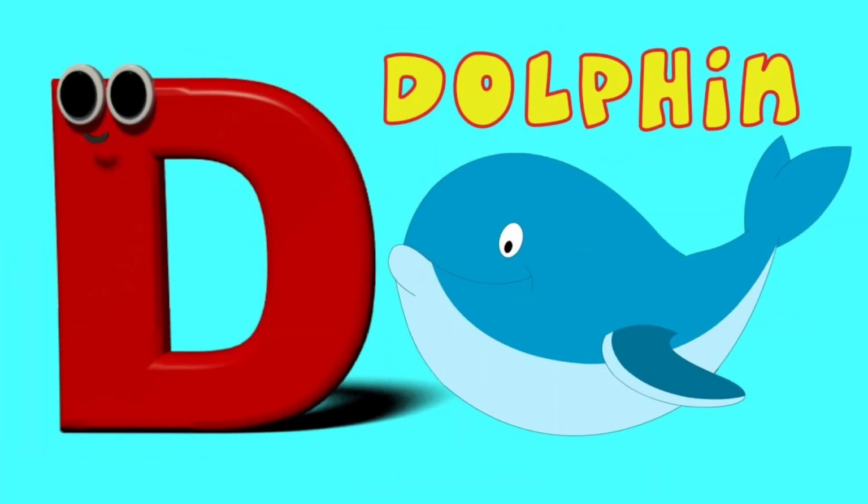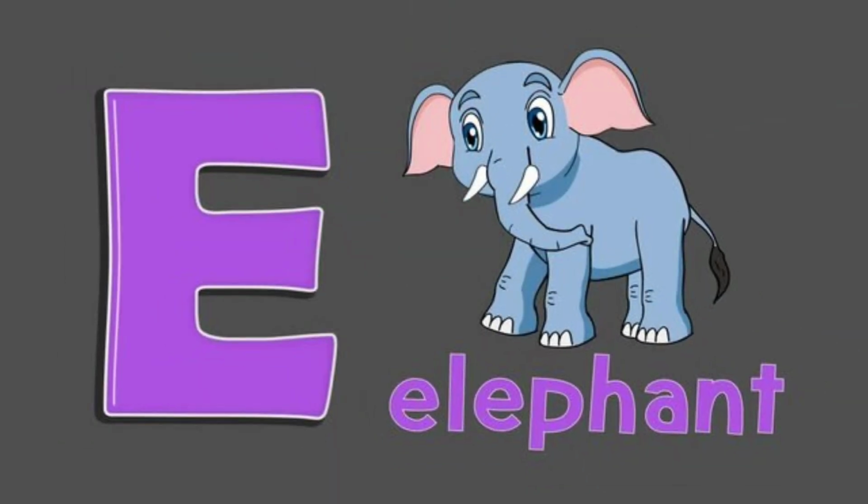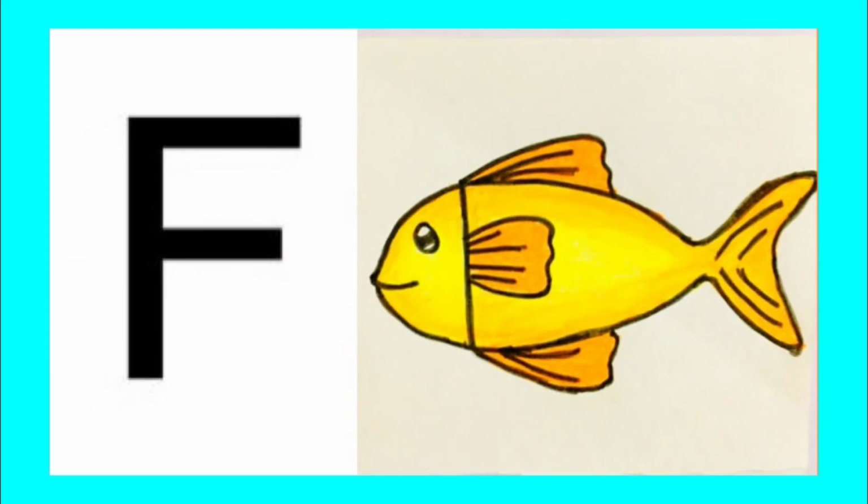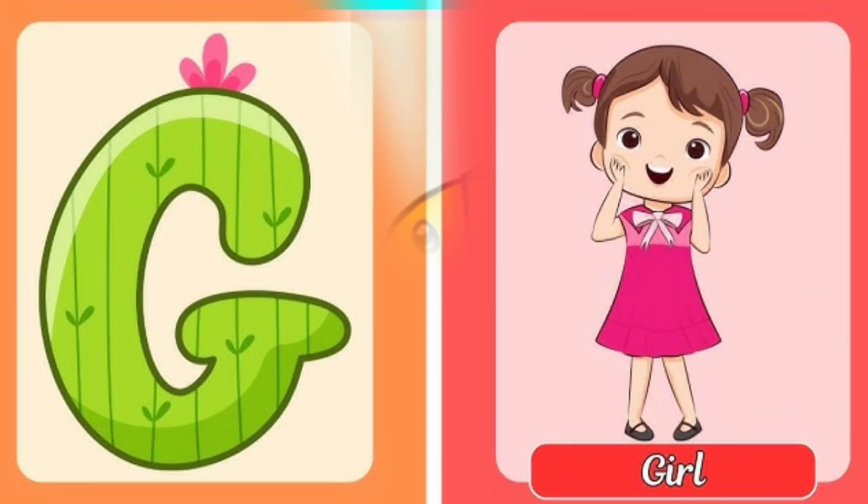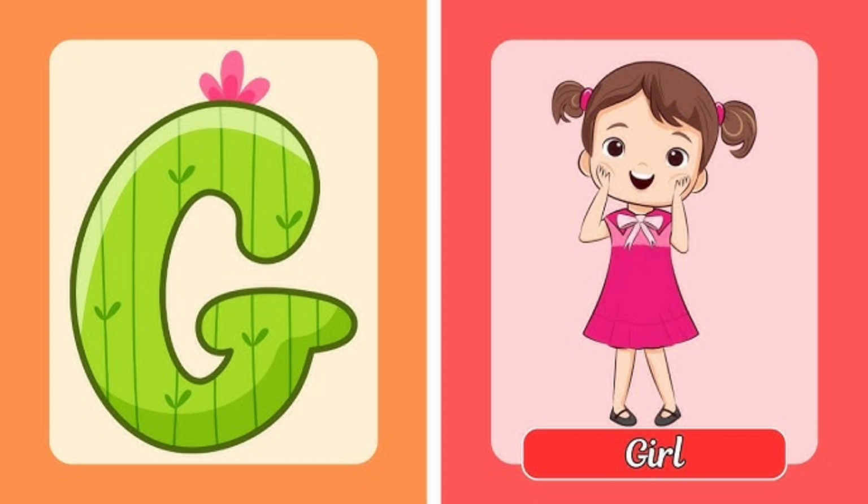D for dolphin. Say D for dolphin. E for elephant. Say E for elephant. F for fish. Say F for fish. G for girl. Say G for girl.